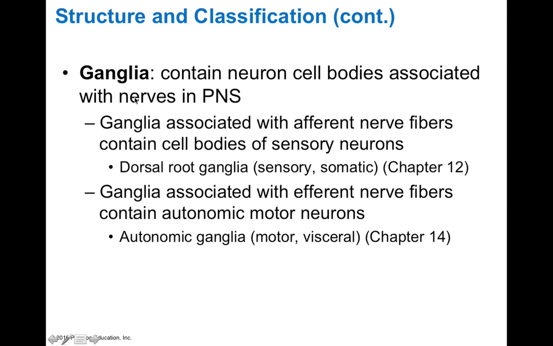Ganglia, which are part of the peripheral nervous system, are essentially neuron cell bodies that are associated with nerves. Ganglia associated with afferent nerve fibers contain cell bodies of sensory neurons. An example would be the dorsal root ganglia of your spinal cord, which contain somatic sensory cell bodies we talked about back in chapter 12. Ganglia associated with efferent nerve fibers are typically autonomic motor neurons. We'll talk about the autonomic ganglia, which go to the visceral smooth muscle, cardiac muscle, and glands, in chapter 14.